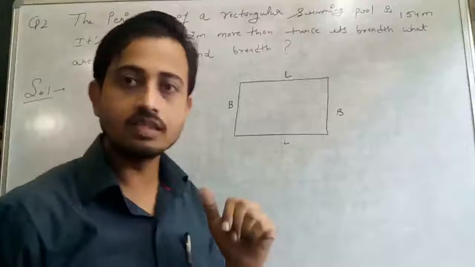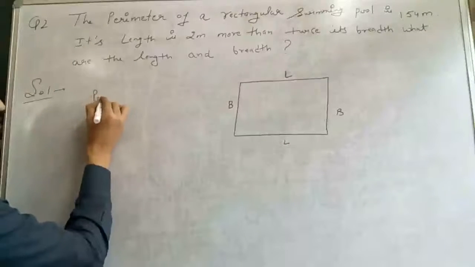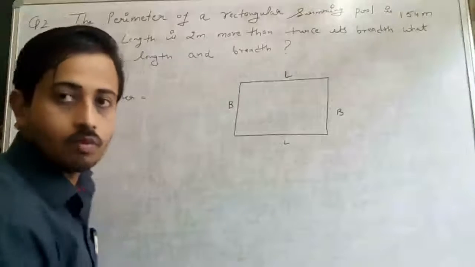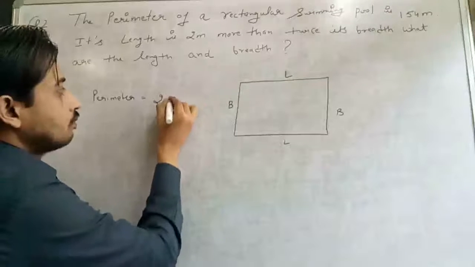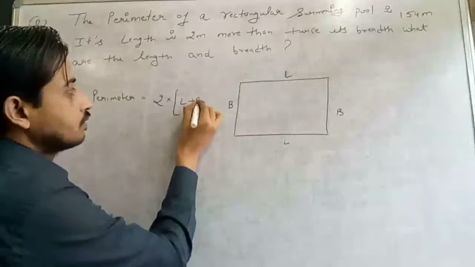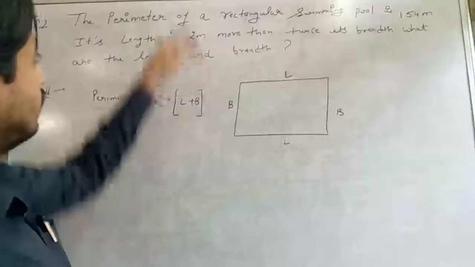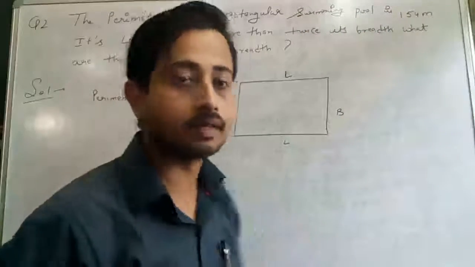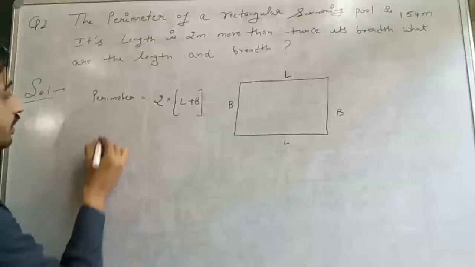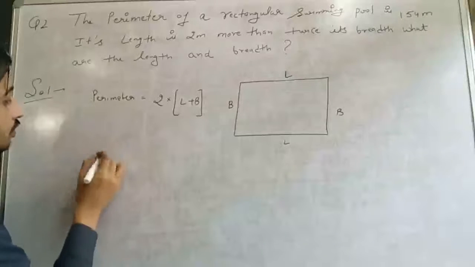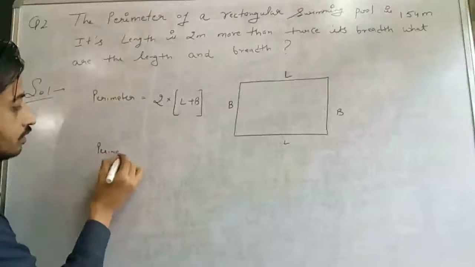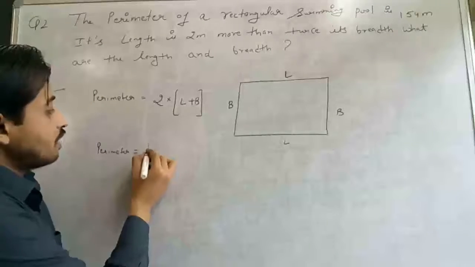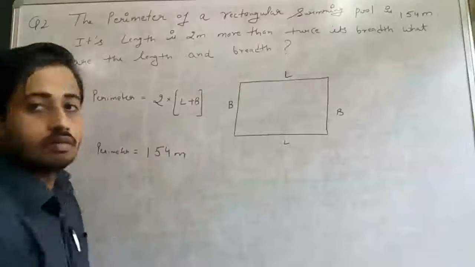The perimeter of a rectangle is, what's the perimeter formula? It is 2 multiplied by length plus breadth. And the perimeter of a rectangular swimming pool is, it means we have been given the perimeter. So we can put perimeter is our, firstly you have to write what information you have been given. We have perimeter is 154 meter.